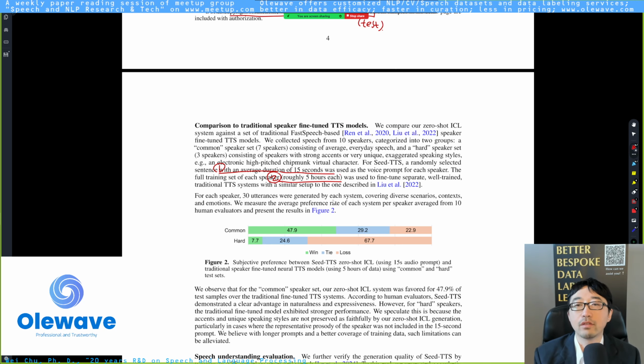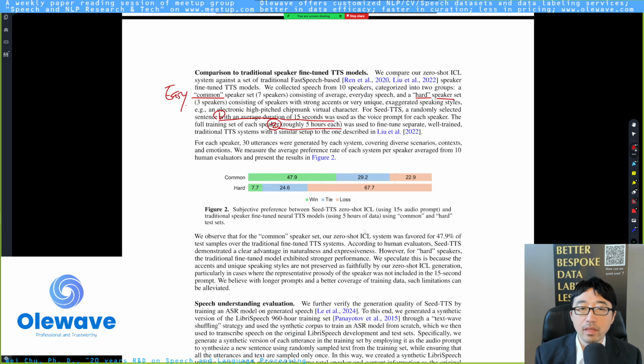Of course, they have transcription, a well-trained traditional TTS system. And they say that they create some easy speaker or common speaker. I would call it easy speaker because they also mention hot speaker, okay? Just to see how this thing works. And they say that for easy speaker, they demonstrate they're doing better, okay? See? For easy speaker, they got the win. But for hot speaker, the fine-tuned TTS model wins.